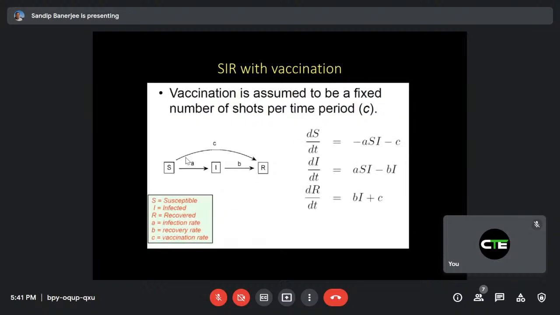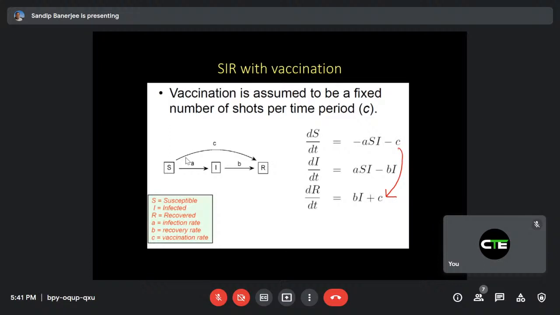So if you add the vaccine, as you can see, if C is the fraction of the population that had been vaccinated, we will expect that they will directly move to the recovered class and bypass the infected class, which happens in most of the cases.